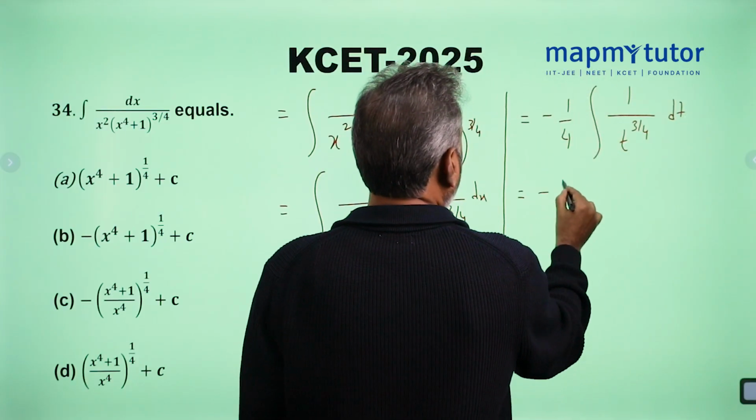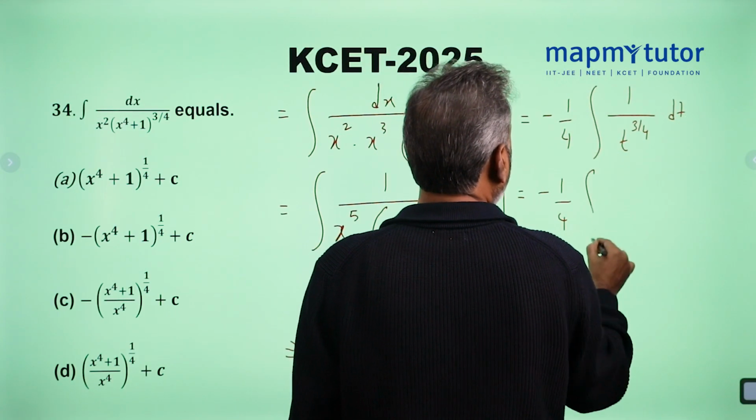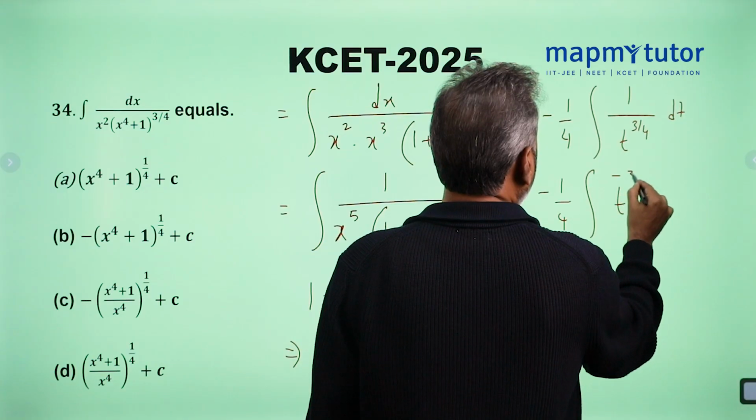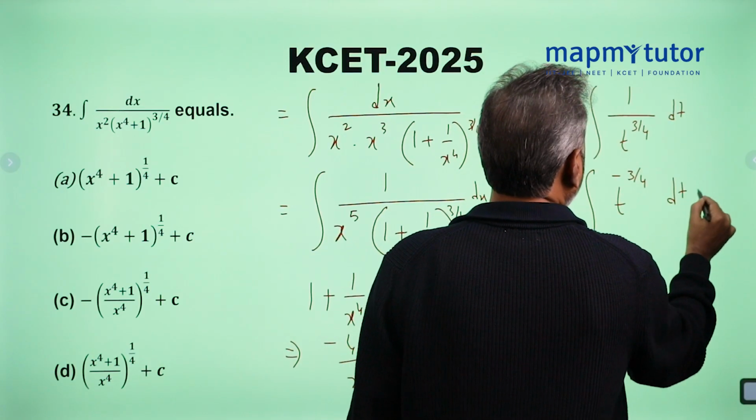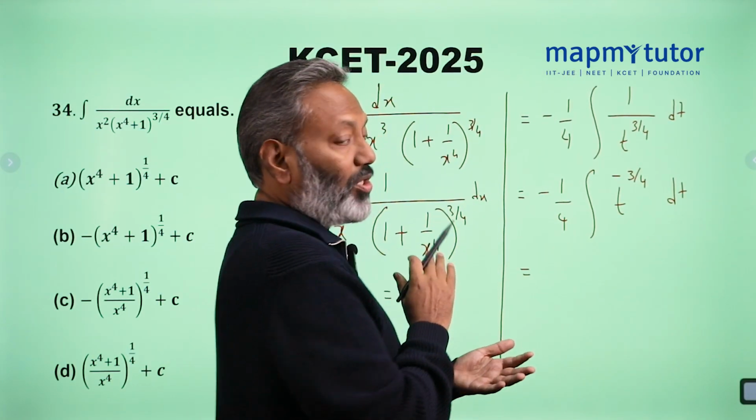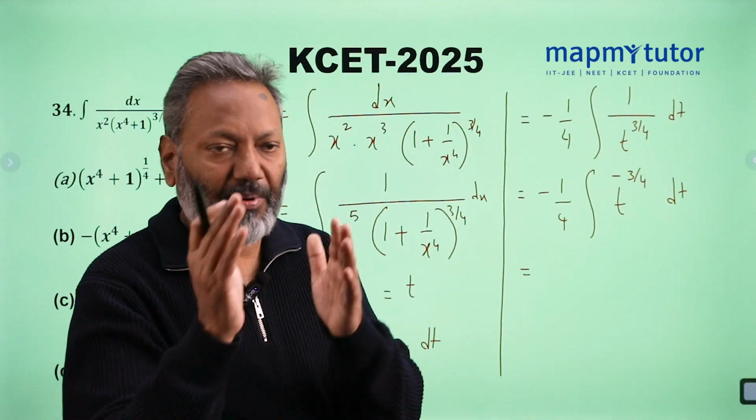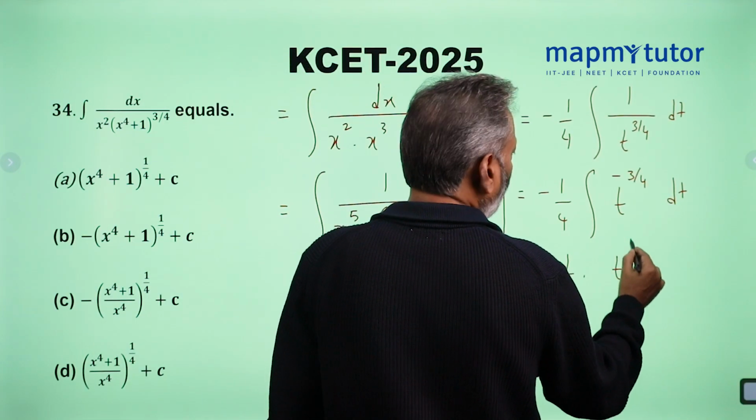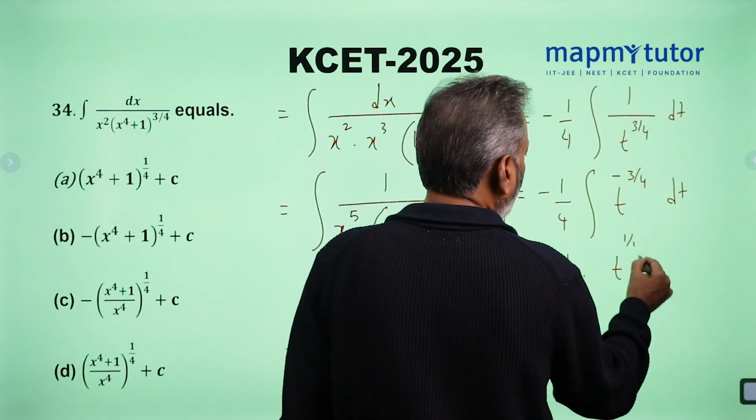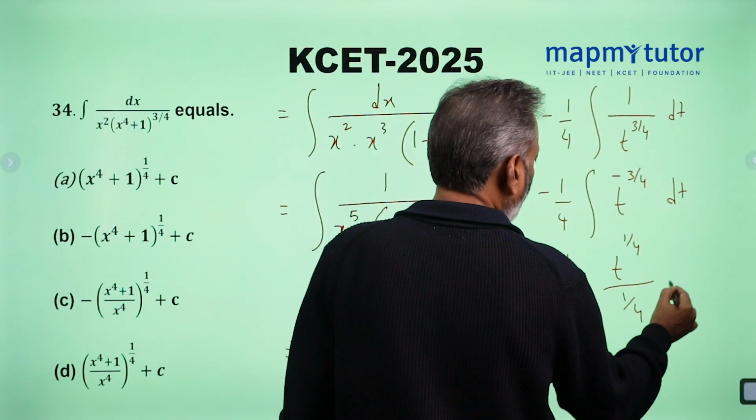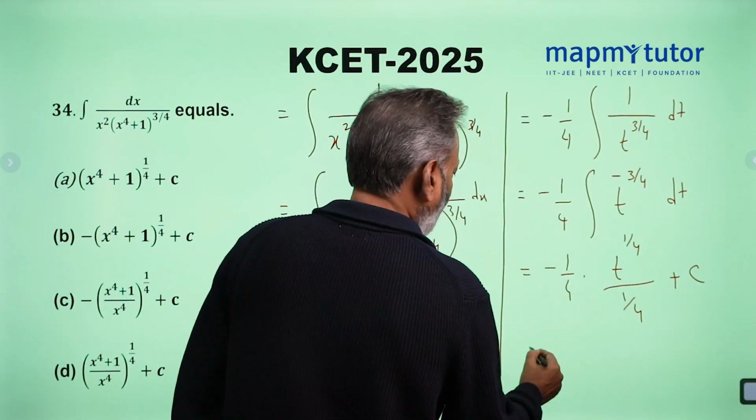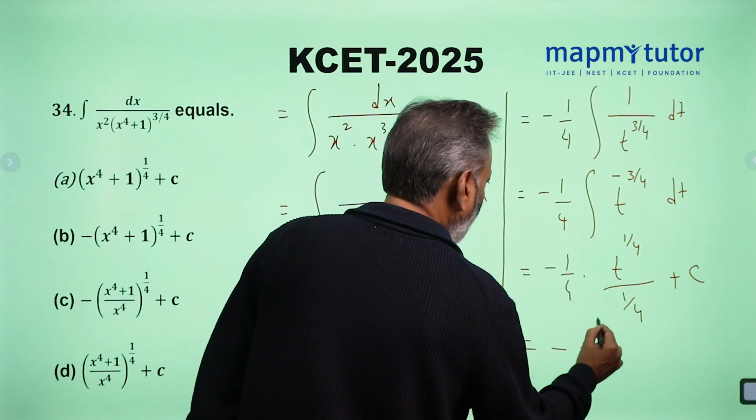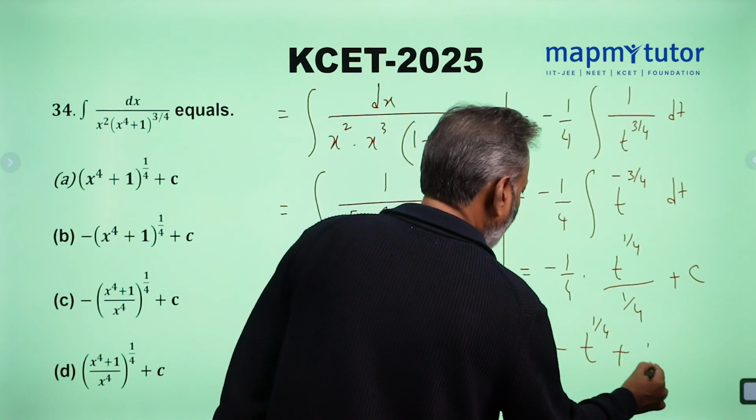Understood? Next step, minus 1 by 4, this can be written as t power minus 3 by 4 dt. And we know the integral of x power n is x power n plus 1 by n plus 1. Let us use that formula. Minus 1 by 4 into t power minus 3 by 4 plus 1, which is 1 by 4, and here also 1 by 4, and this 1 by 4 gets cancelled. Finally, minus t power 1 by 4 plus c.